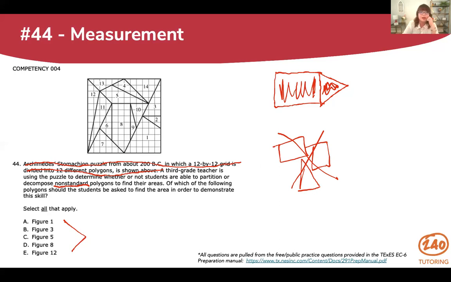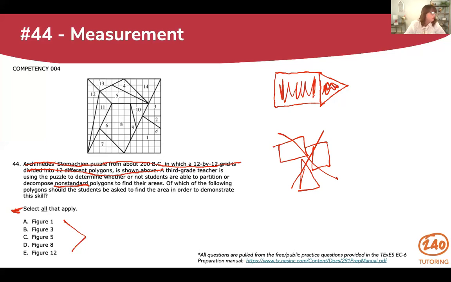So let's look at each of these figures. Now, notice this one. These are the trickiest questions you're going to find on the test. Select all that apply. So you're going to have more than one correct answer, most likely. They don't usually give you one of these and there's only one that's correct. Okay? So classic mistake number one is only choosing one and moving on. It says select all that apply. So I'm going to look at each of these figures and I'm looking for the ones that are non-standard.